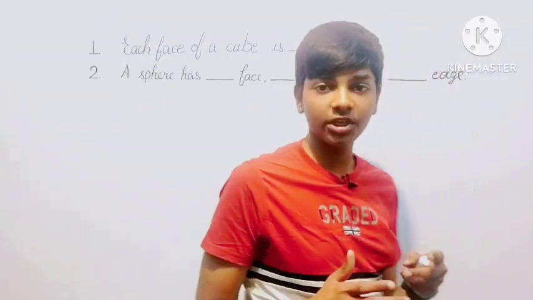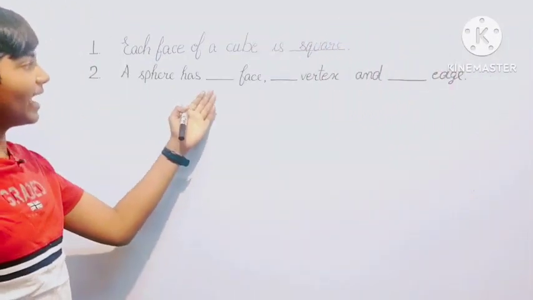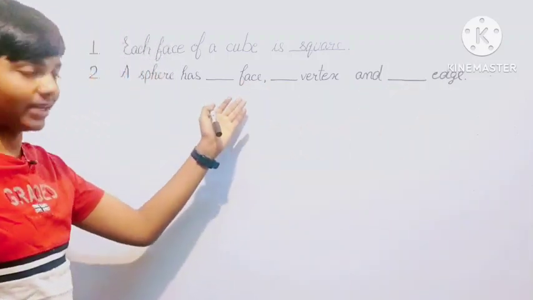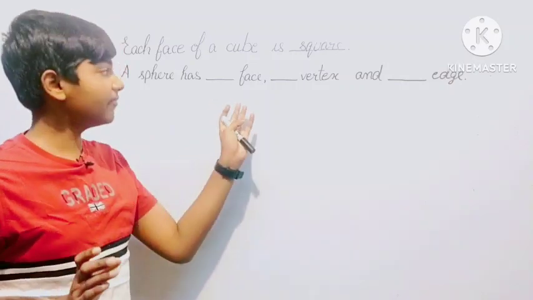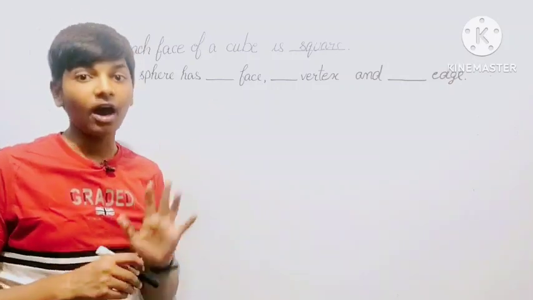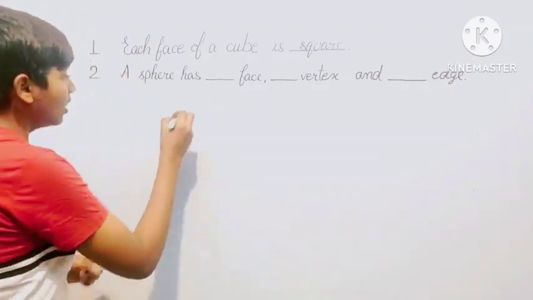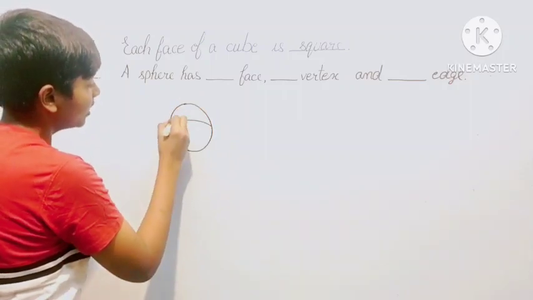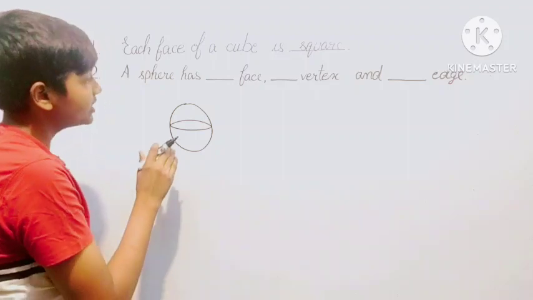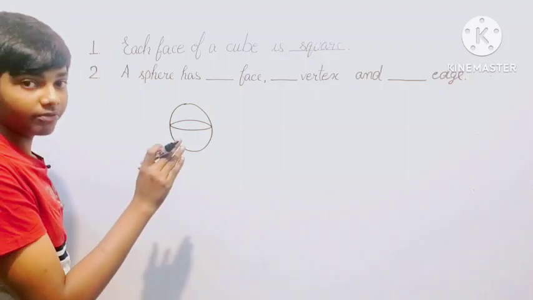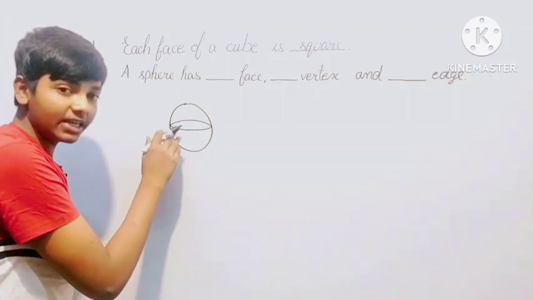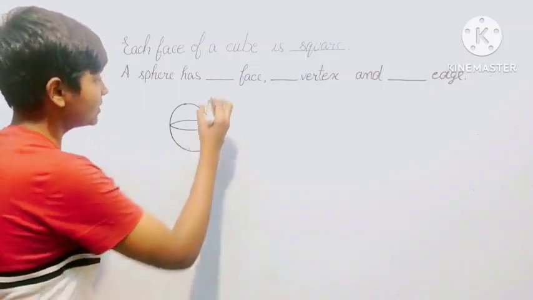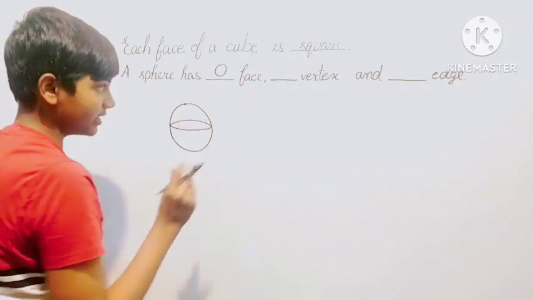So our next question is, a sphere has dash face, dash vertex, and dash edge. We discussed what is a face. Let's revise. A face is a flat surface. And if you don't know, a sphere is a 3D object or a solid object which has no flat surface. It is completely curved, and since it is completely curved, it does not have any flat surfaces, therefore there are 0 faces.